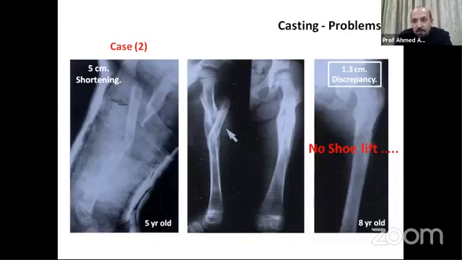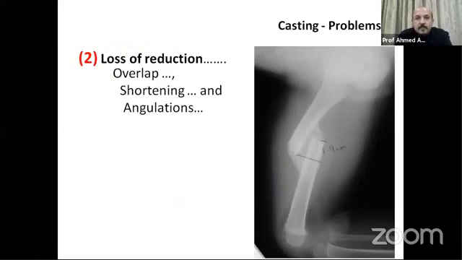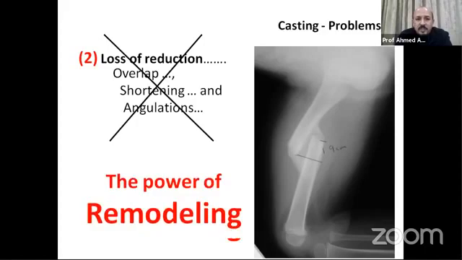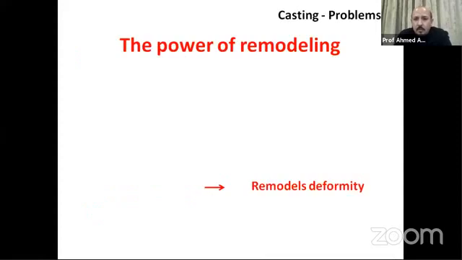With a shoe lift, we have 3.5 centimeters discrepancy. With no shoe lift, less than 1/3 of the result, 1 centimeter discrepancy. That is why loss of reduction in the form of overlap, shortening, angulations is not important in femoral shaft fractures, because of the power of remodeling. Let us explain that more.